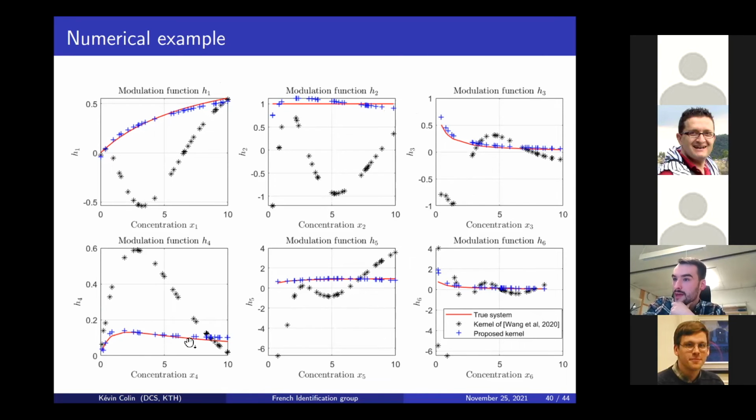So these are the results for each modulation function. In red, you have the true system. In black, the posterior mean of the kernel in the literature. And in blue, the new proposed kernel. What you can see is that the new kernel performed much better, except for instance, the neutral function. Here, what you can see is that we kind of estimated the double component, where we should have estimated the neutral. Here also for the modulation function, we have some very large error happening. But nonetheless, we see that we have very good modeling performances. So that was a toy example.